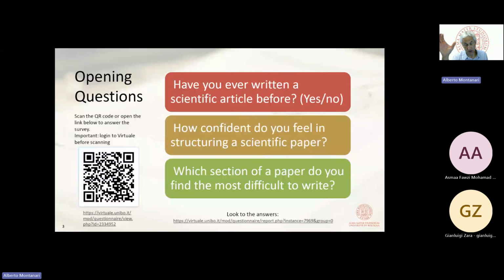I noticed that some of you, maybe about 20%, have already had some experience in writing a scientific paper. This is good because it means that you can build on previous learning and training. On the other hand, it's also good if you are a beginner because you can set the basis for shaping your first experience in the best way.